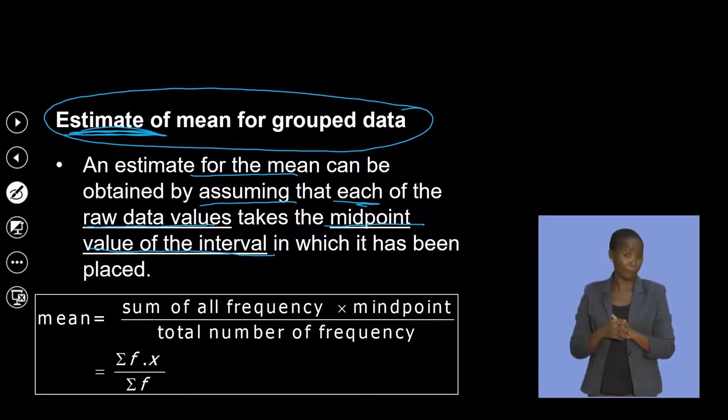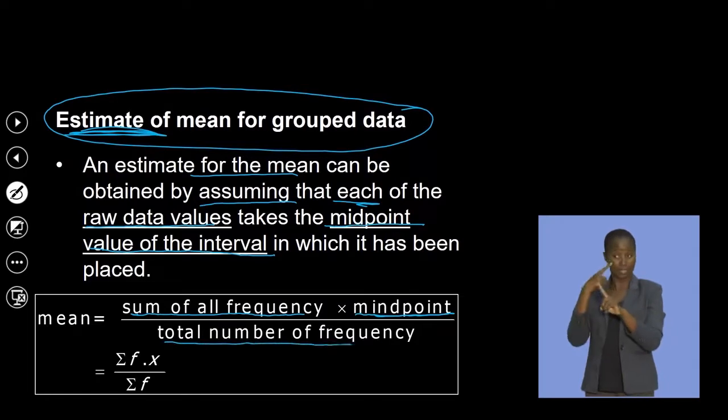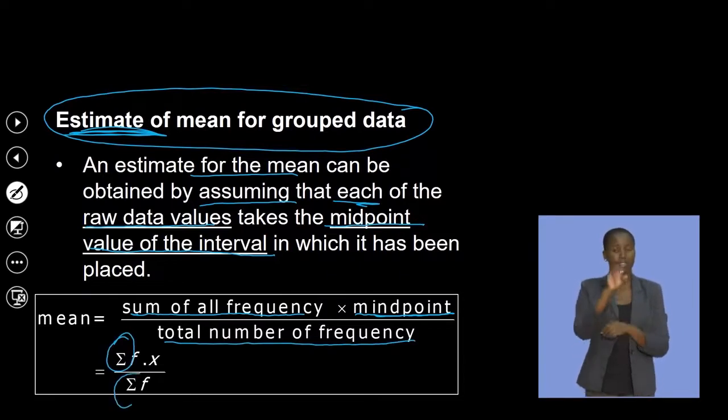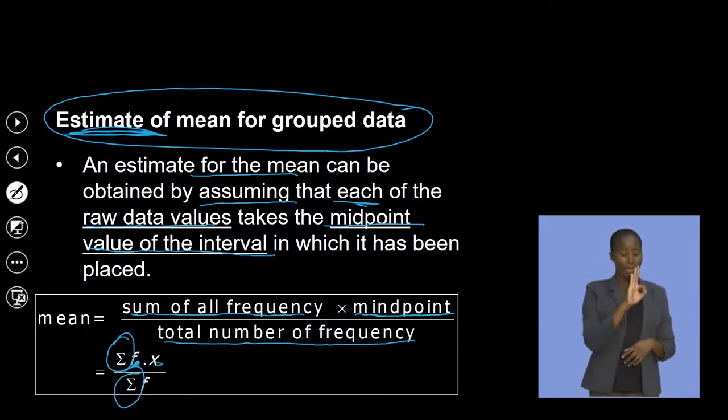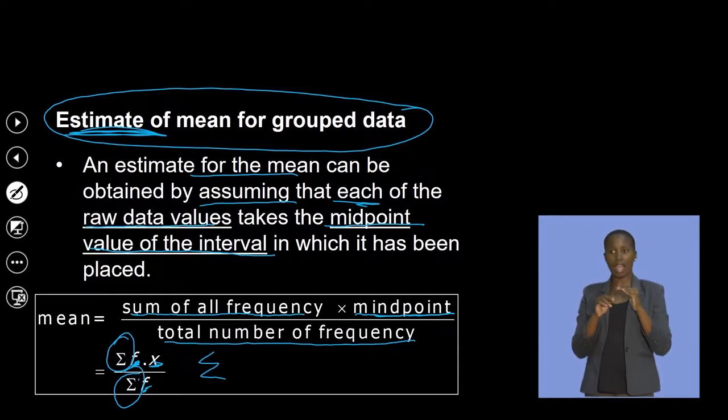So the mean is the sum of all frequency times the midpoint, divided by the total number of frequency. This sign just means sum. Sum is the same as add. This is F, F is for frequency, X is the midpoint, over F. That sign, which is called sigma, means add. Let's look at an actual example.